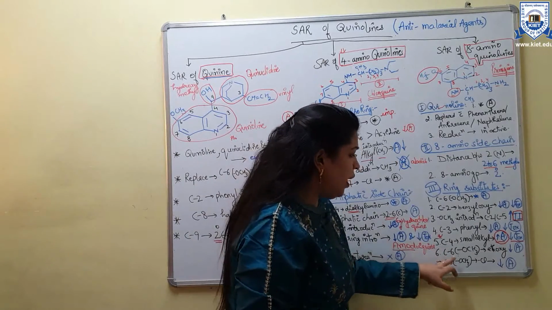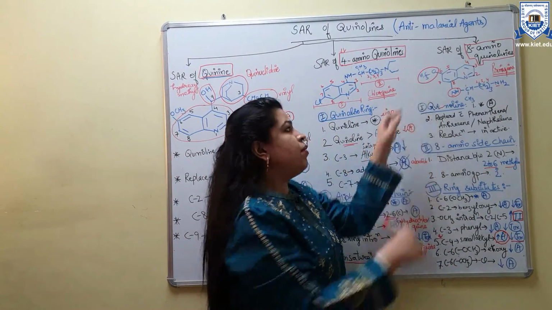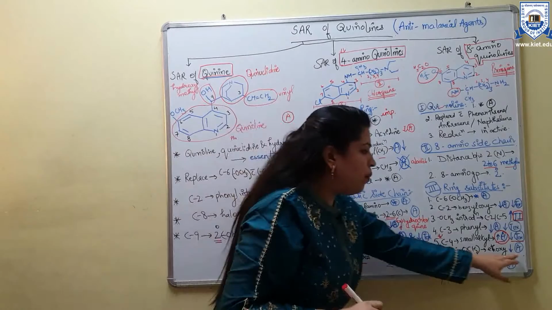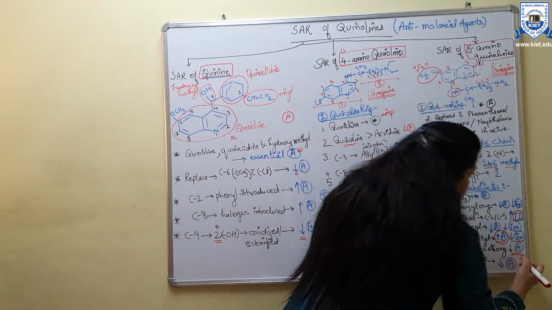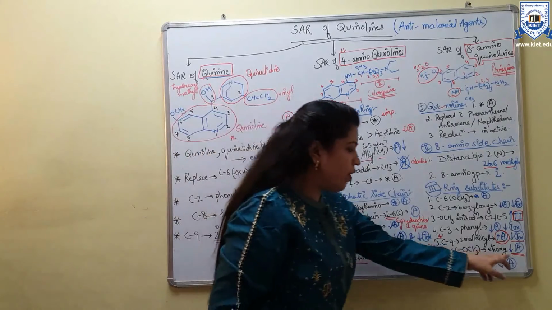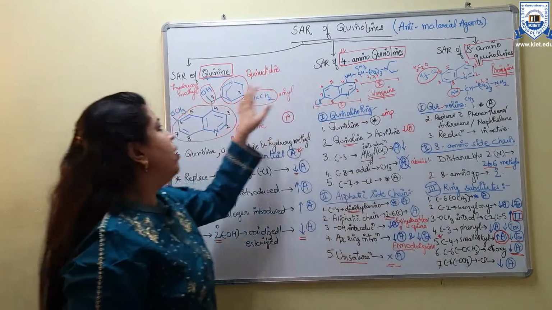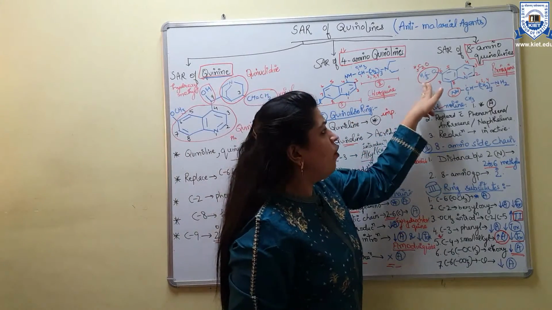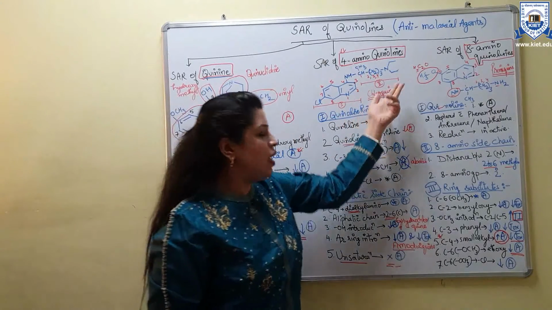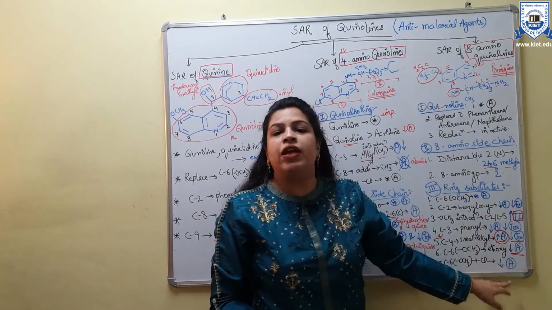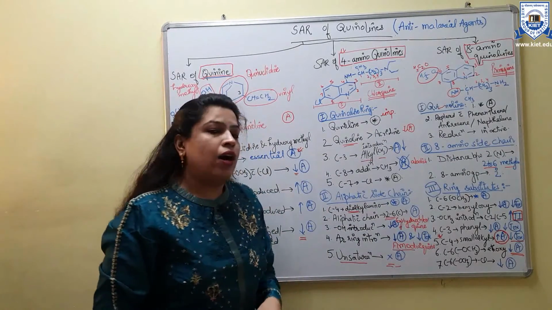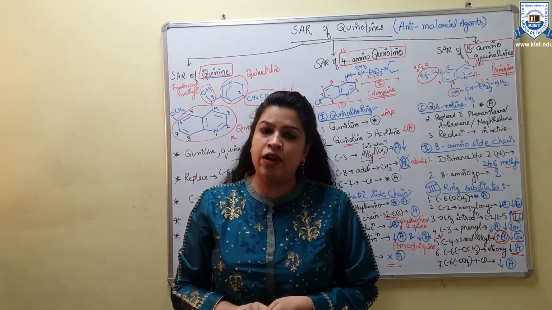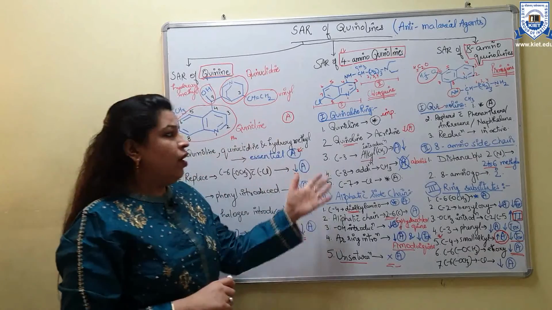Then at C6, if the methoxy is replaced with ethoxy, that is OC2H5, there is a decrease in the anti-malarial activity. And if chloro is introduced here at C7 instead of methoxy, the activity decreases. So this is all about the main class of anti-malarial drugs having the structure activity relationship in 3 parts.